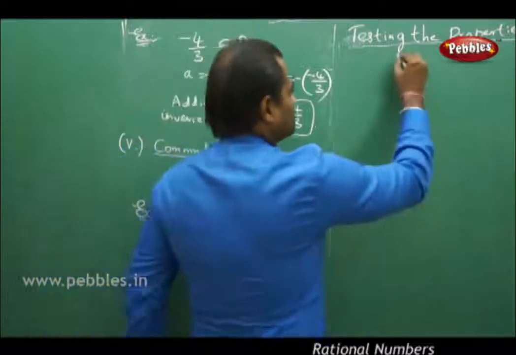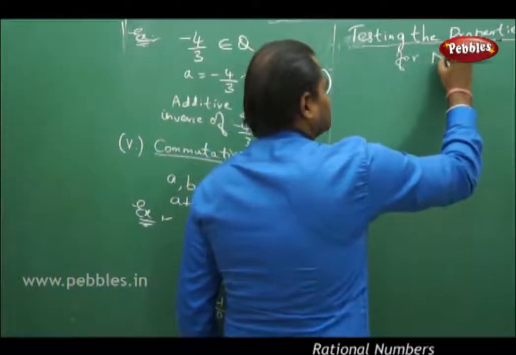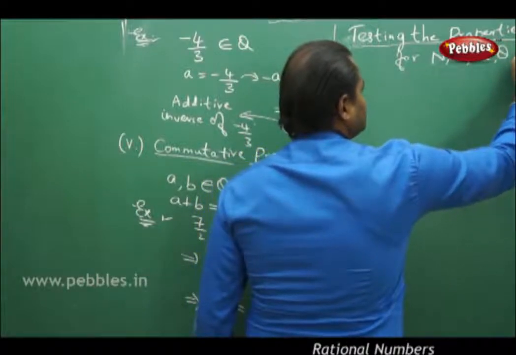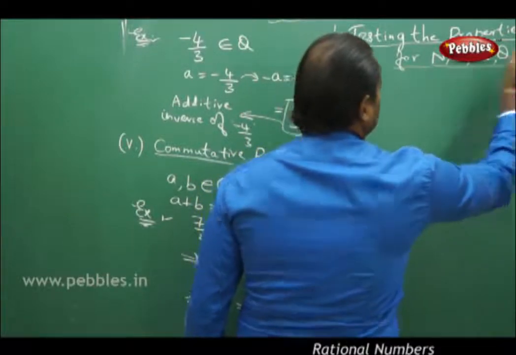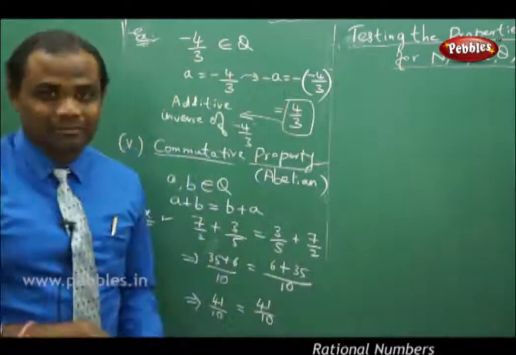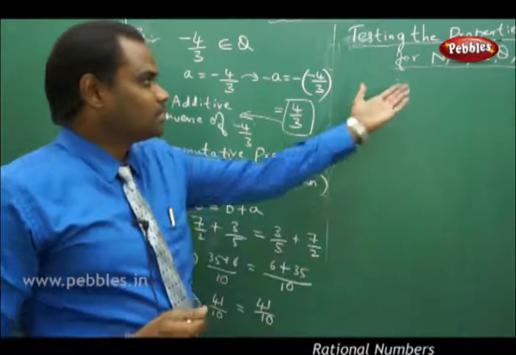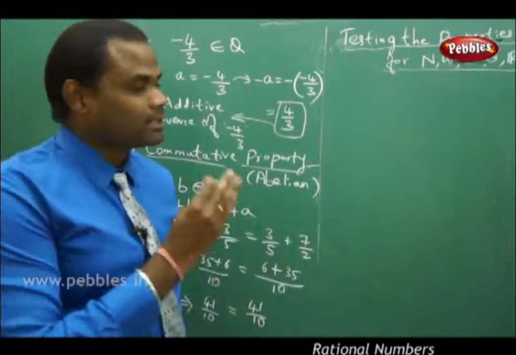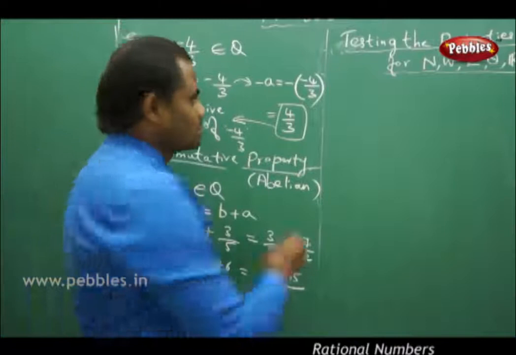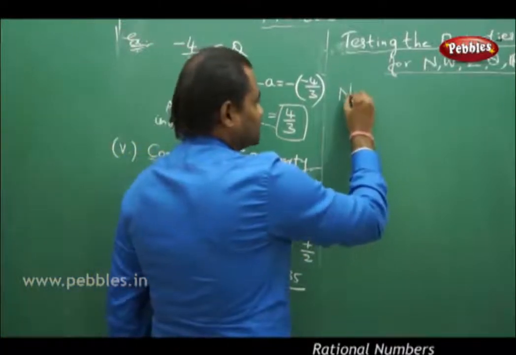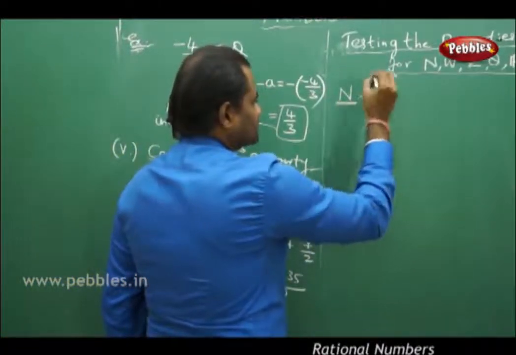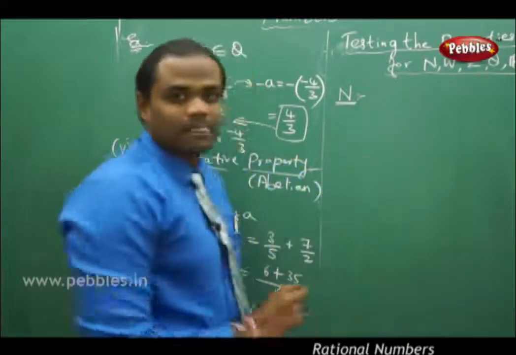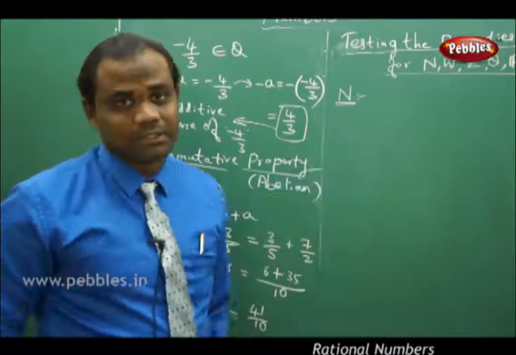Testing the properties for natural numbers, whole numbers, integers, rational numbers, and real numbers. So we'll see how we can randomly test. Let's not go in brief, but we'll see whether all properties are holding for each of N, W, Z, Q, and R. So let me start with natural numbers, which are denoted with N. Now in this case, let me just identify the closure property. So does closure property satisfy in natural numbers?